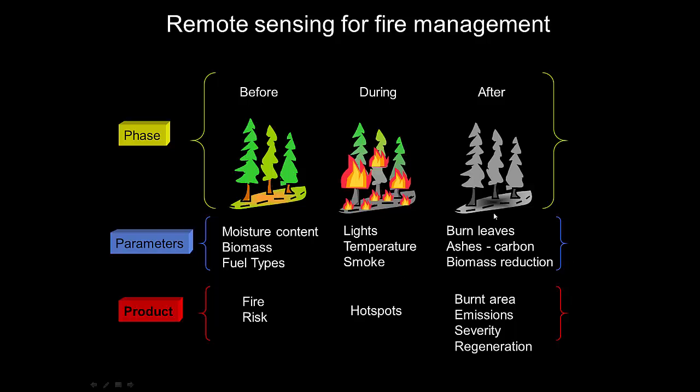Finally, immediately after a fire, it is important to assess the amount, degree, and location, as well as the condition of soil and vegetation resources. So the ultimate objective of looking at all these parameters is to produce maps of burn area, to estimate the emissions that have been released after a fire, and also to map burn severity and the regeneration of the vegetation.